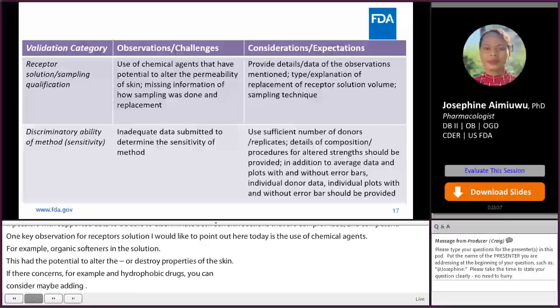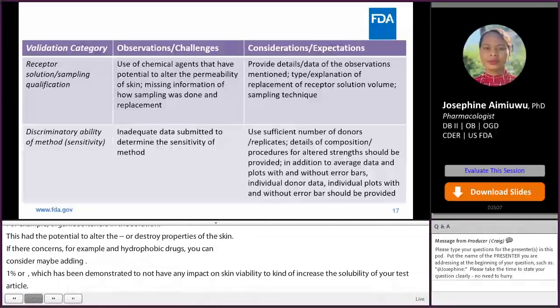For IVPT sensitivity studies, applicants are encouraged to use sufficient number of donors and replicates to conduct the study and to submit all results, including the individual data and plots for all replicates for each and every single donor.